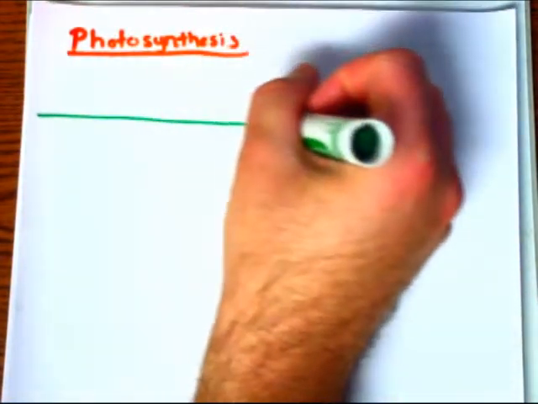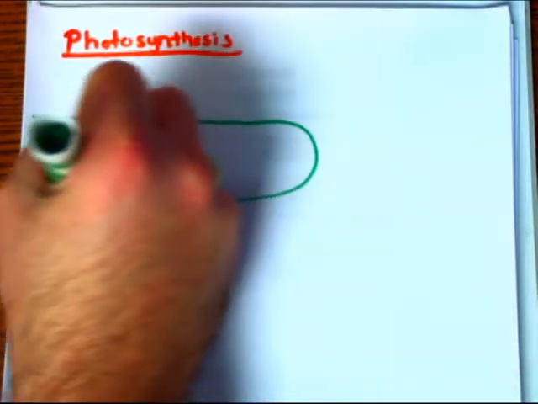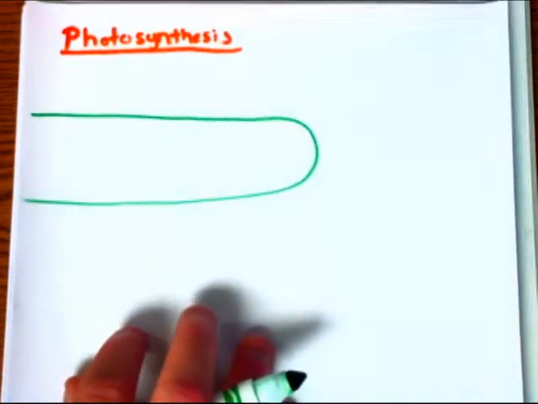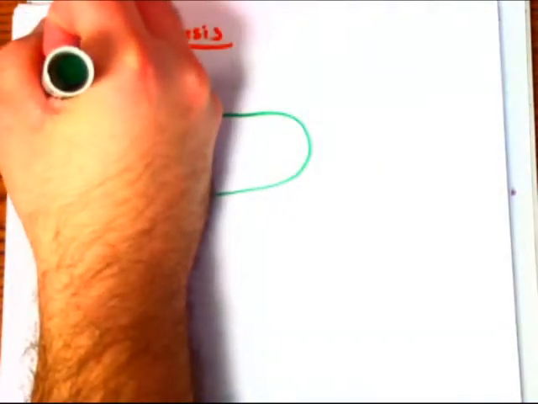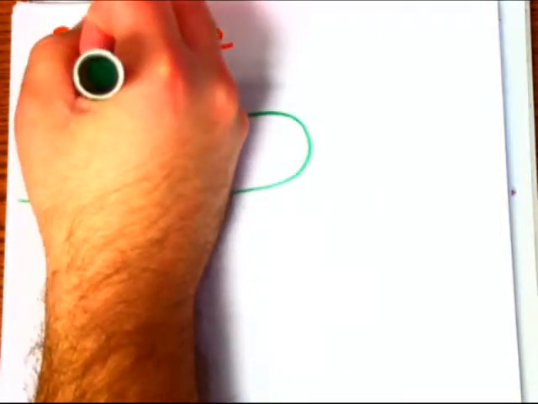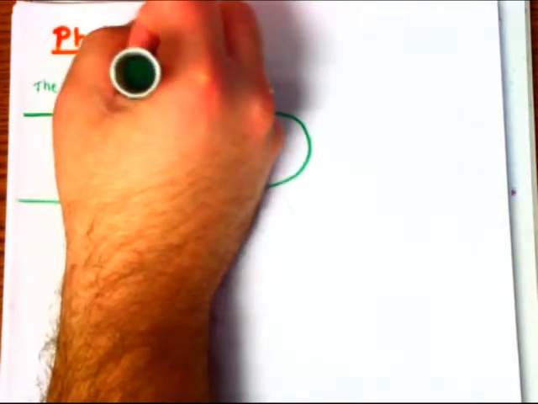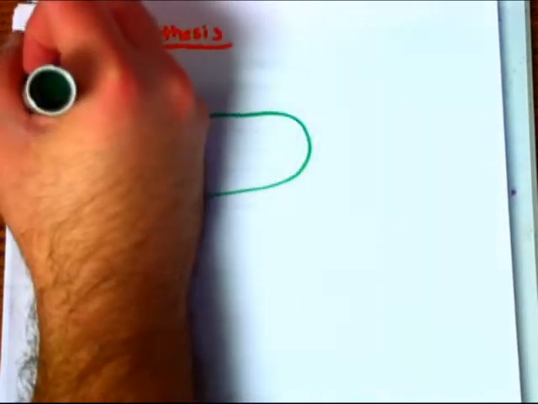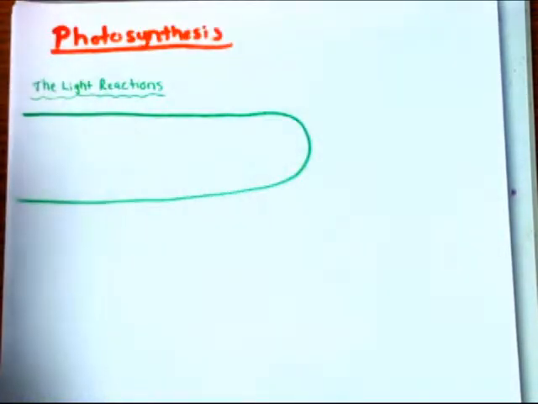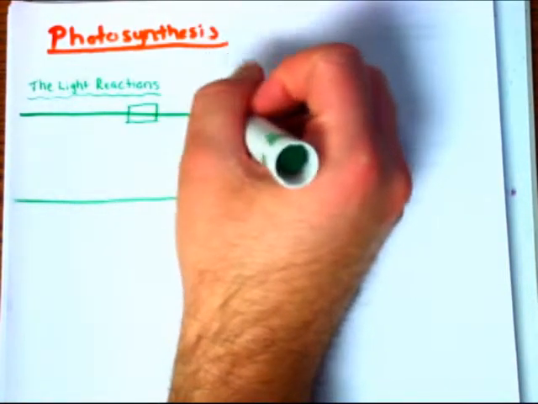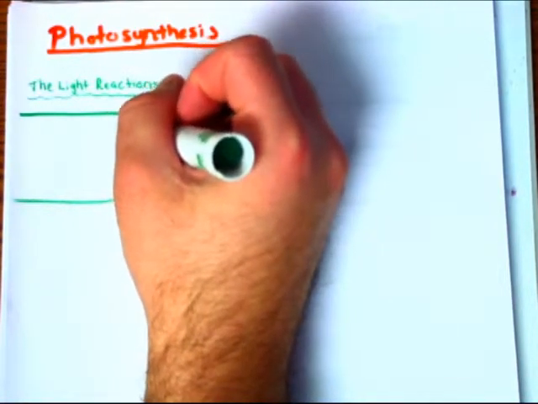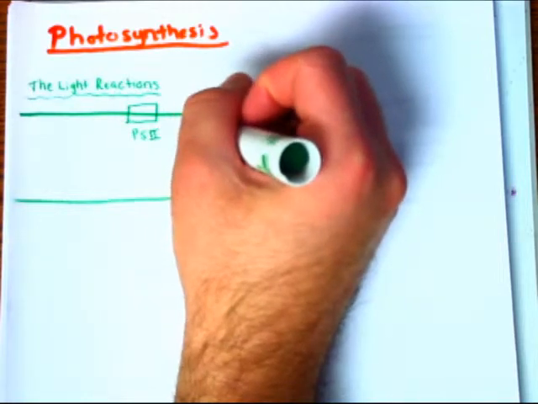And when discussing the light reactions, we had said that this occurs in the thylakoid. So there's the thylakoid. And in studying the light reactions, we remember that there's two photosystems. Which one comes first? Two. So PS2 is first. And there's PS1.